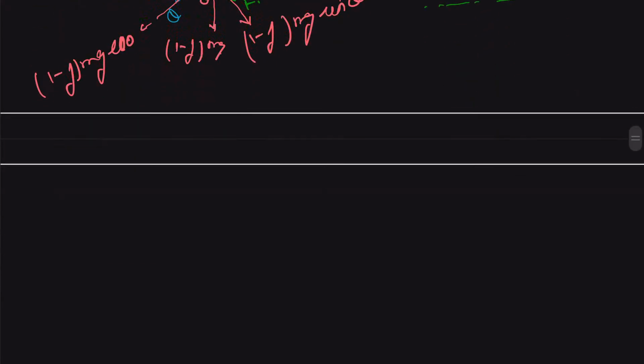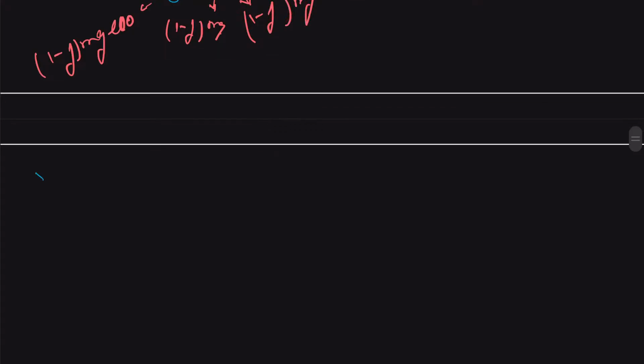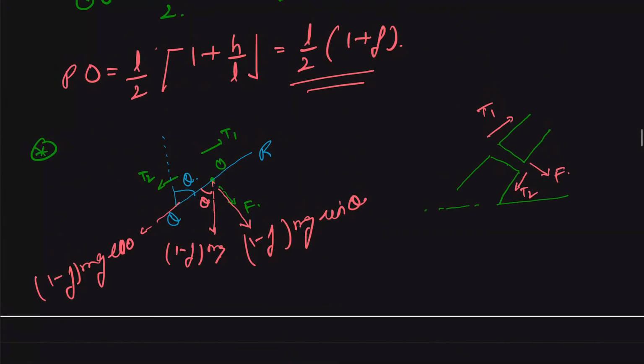Now we can write the equations. So we start with our radial force balance equation. We basically have three radial forces. We have T1, we have T2, and we have the component of our mass.